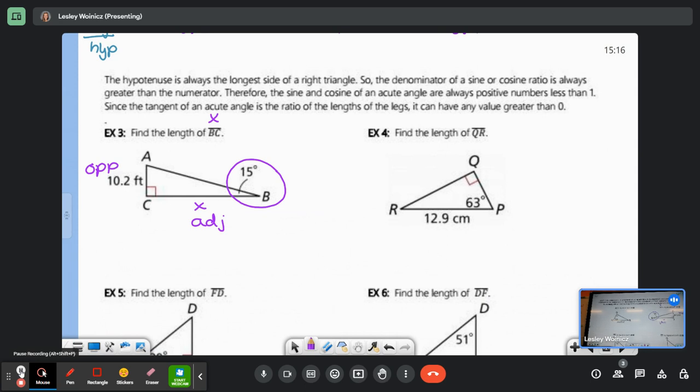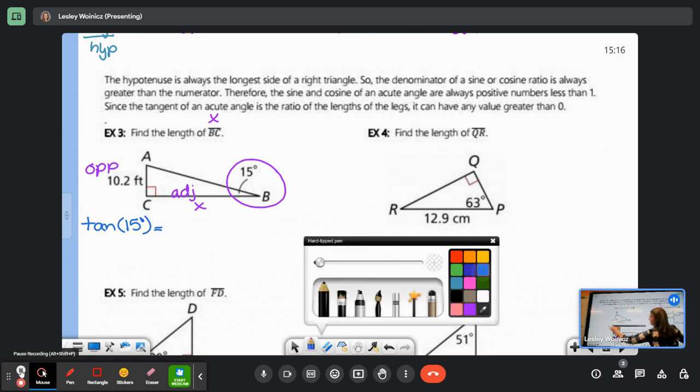Okay, which of my ratios relates the opposite and adjacent? Which of my ratios, sine, cosine, or tangent, uses opposite and adjacent? Tangent. Okay, so this is how you set up your equation. You look for what information you have, and then you use that ratio. So I'm going to say tangent of 15 degrees equals opposite over adjacent. Which one is the opposite? The 10.2. Good. So I'm going to say 10.2 over x.